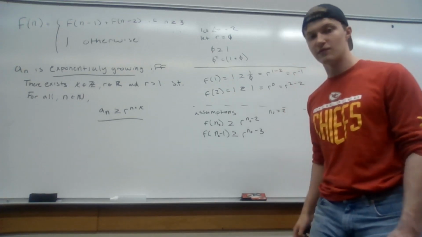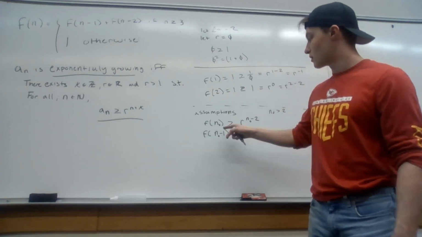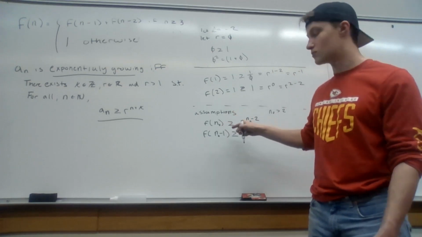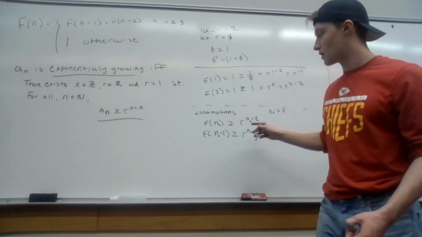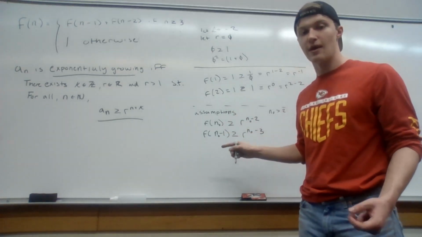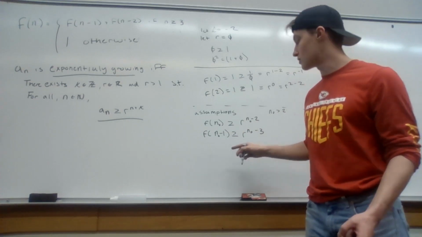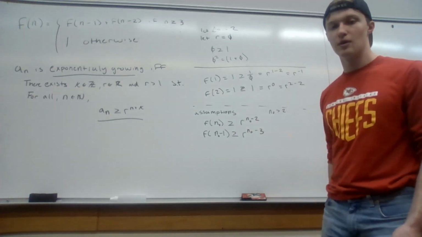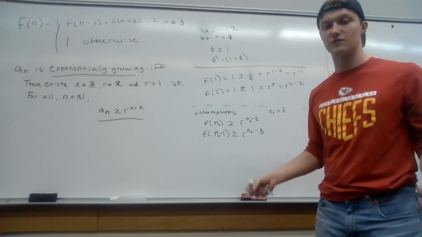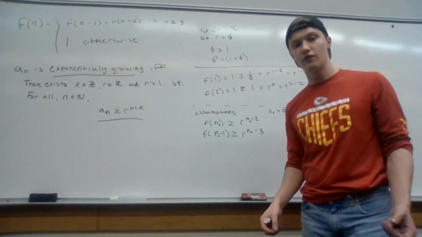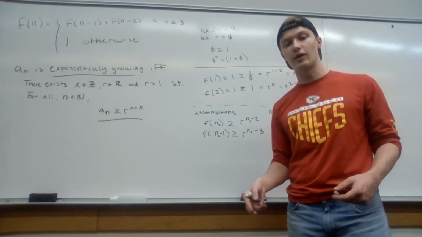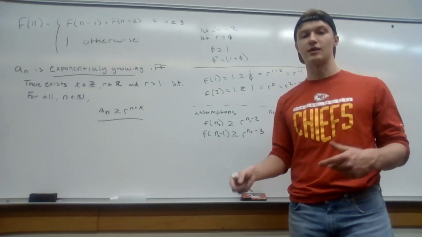Now, the first assumption we have is that f(n) is greater than or equal to r to the power of n minus 2. Then the next thing we have is f(n-1) is greater than or equal to r to the power of n minus 3. These are assumptions for the inductive step. Now, what we want to prove is that f(n+1) is greater than or equal to r to the power of n minus 1.